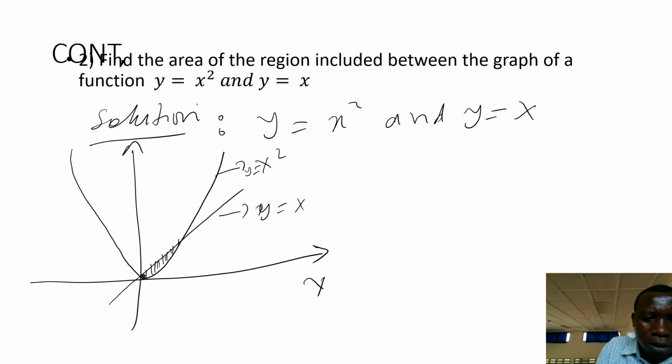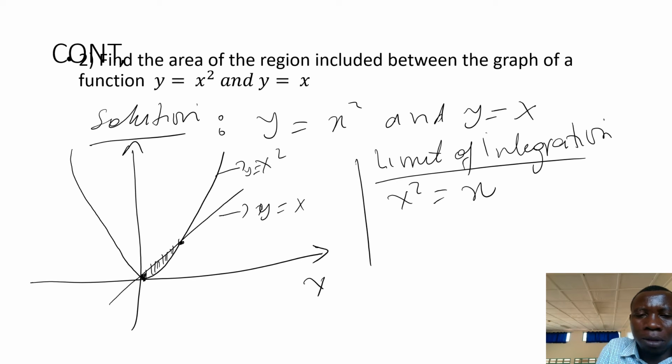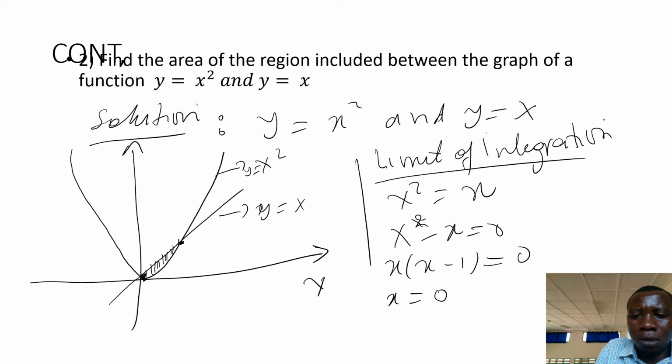So how do we find the lower limit and the upper limit? Those are the values of x. So we simply equate x squared equal to x. We have to find the points of intersection between these two curves. So x squared minus x is equal to 0. x times (x minus 1) is equal to 0. x is equal to 0, x is equal to 1. So those are the limits of integration.